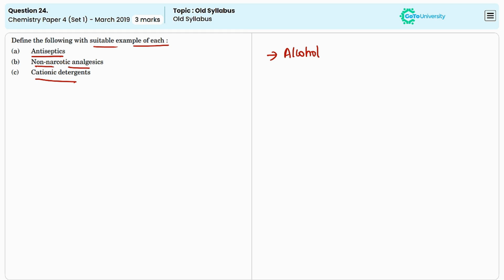Each of these substances plays a distinct role in maintaining hygiene and managing pain and providing cleaning or antimicrobial benefits.